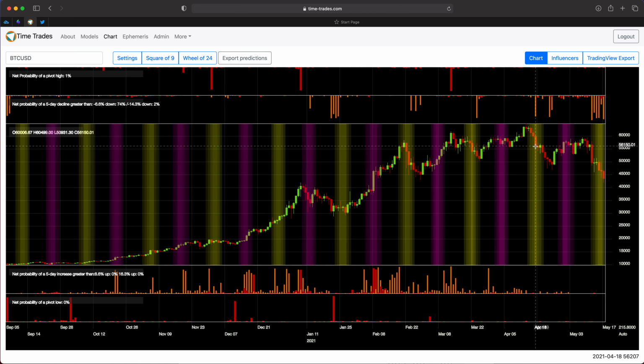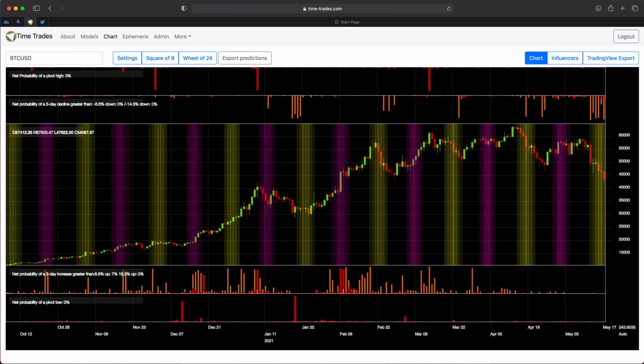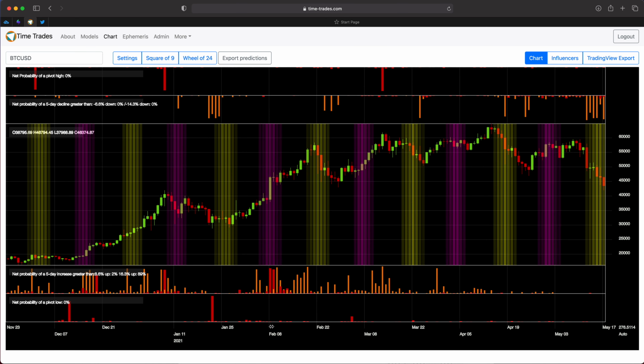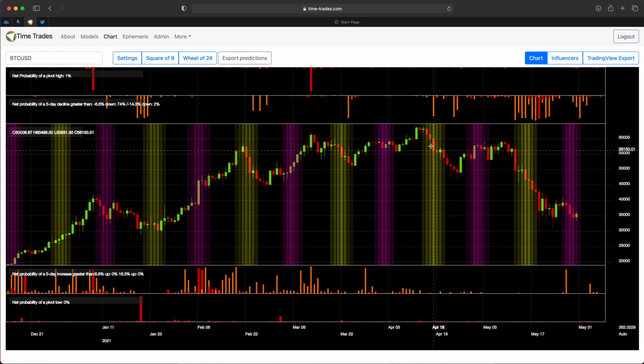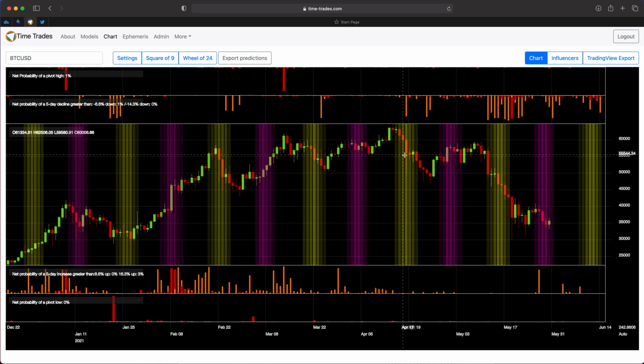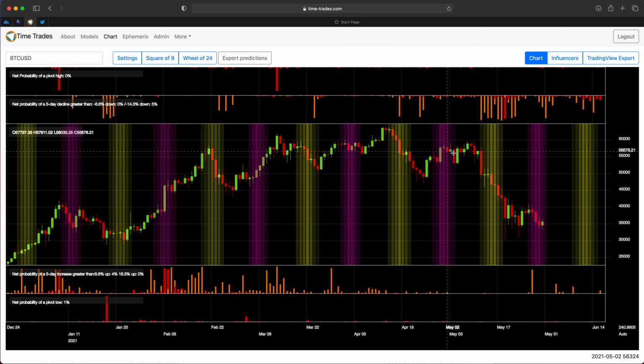And then here on April 18th, we've got our third. I'm going to stretch this out a little bit here. Here on April 18th, we've got our third red bar in a row during a yellow period, okay? This is unheard of, all right? We haven't seen this probably since 2017.